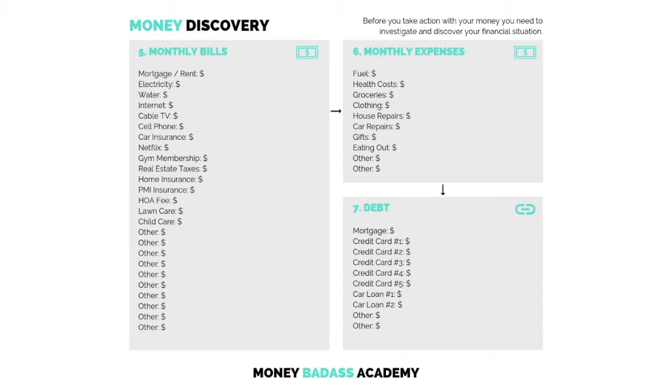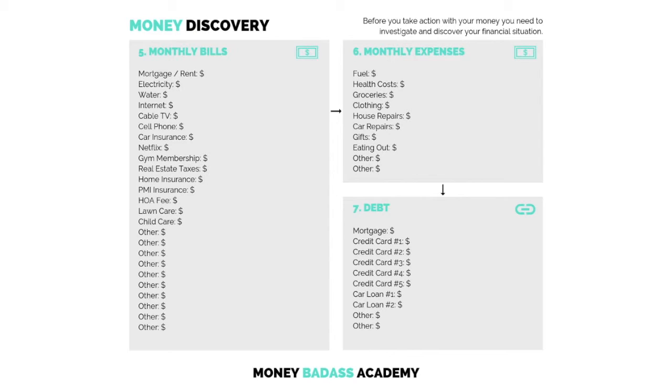So here are some examples: mortgage or rent, electricity, water, internet, cable TV if you still have it, cell phones, car insurance, Netflix. Do you have a gym membership like Planet Fitness? Real estate taxes you have to pay, home insurance, PMI insurance, HOA fees, lawn care, child care, anything that you have to pay each month on a consistent schedule. And it pretty much stays about the same. I understand things like electricity are going to vary, but you want to get your average in there. And I would lean on the high side. Also, you've got plenty of other slots for other monthly bills that you may have.